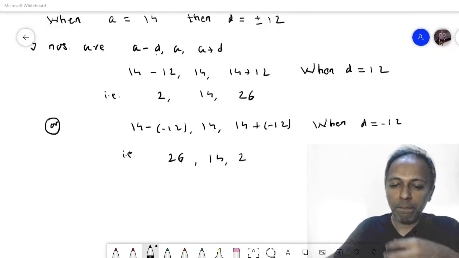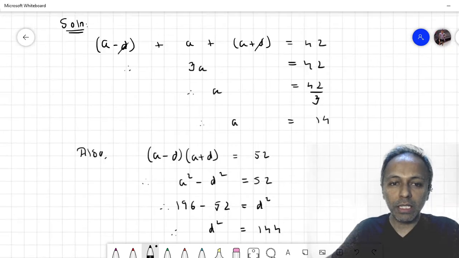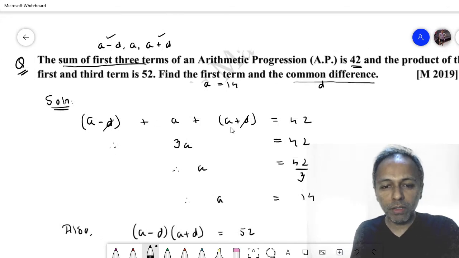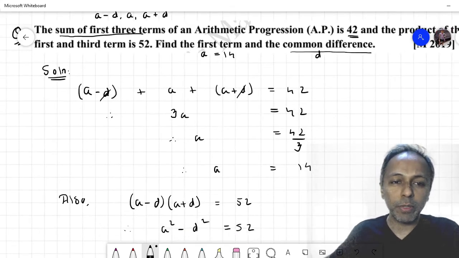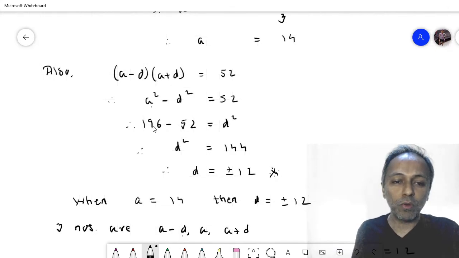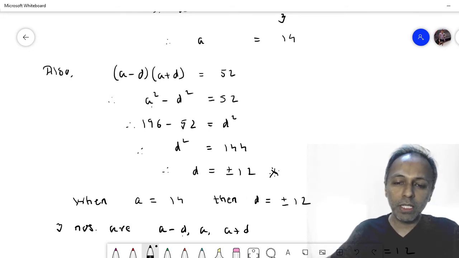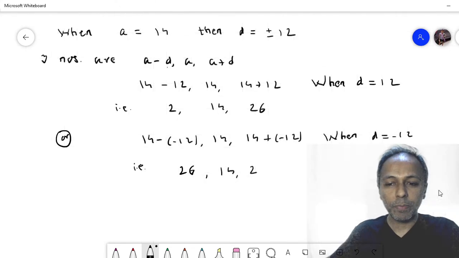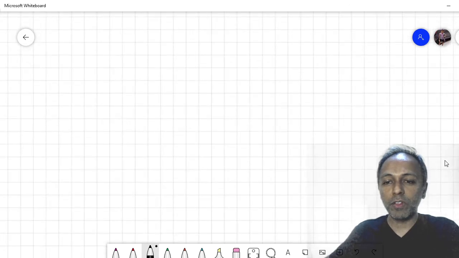Let us now, if you look at the complete solution again, the beginning was important, the choice of three numbers. We got a as 14, and then the product, because it was 52, we substituted the value that we got here, 14 square 196, and we got d as plus or minus 12. This was additional that we did, finding of the three numbers. Let us now head towards sum of terms in AP.